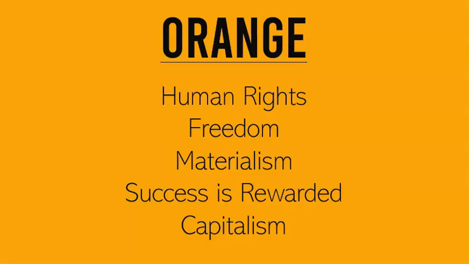So the next one is orange, and this one focuses on success and prosperity. There's an emphasis on human rights and freedom. There's a lot of materialism happening. Success is rewarded, and this is where capitalism came into play. So orange is the stage where it's really about corporatism, getting a good corporate job, having a lot of money to enjoy your freedom, but also at the same time, being focused on human rights.